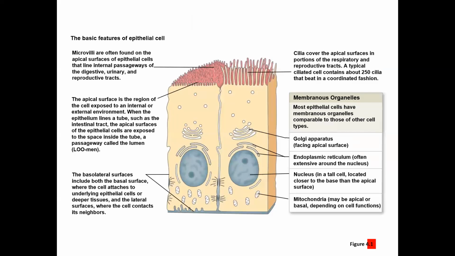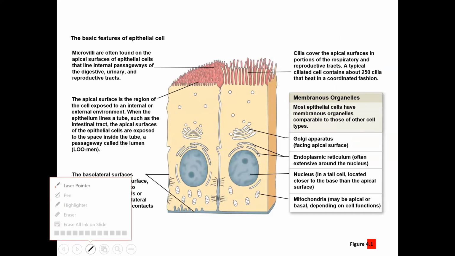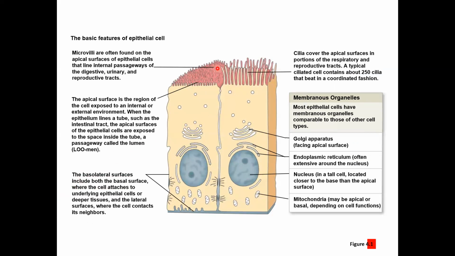So here's our basic epithelial cells here. So here is our apical surface. This would be an open space in the body. And then here is our basal surface down here, lateral surface of the cell in between the cells on either side, basal surface down here.